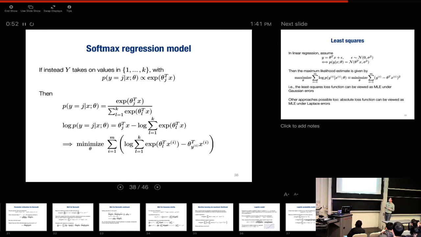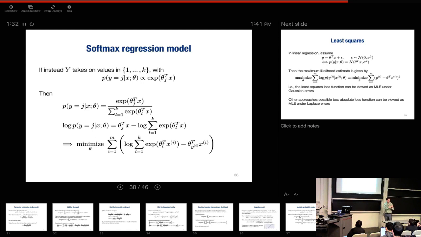So we assume that p of y equals j given x is proportional to the exponential of the inner product of theta j and x. And of course that's nice because that's a positive number. If it were negative, that would be hard to make a probability out of. But we have to normalize it by the sum over all possible j's. So the actual probability that y equals j given x is that same term, normalized over the sum over all classes, including that class. That term is the probability.